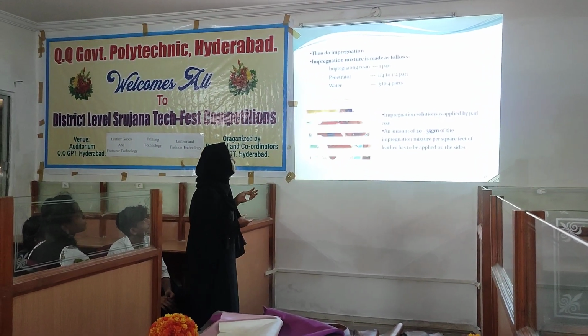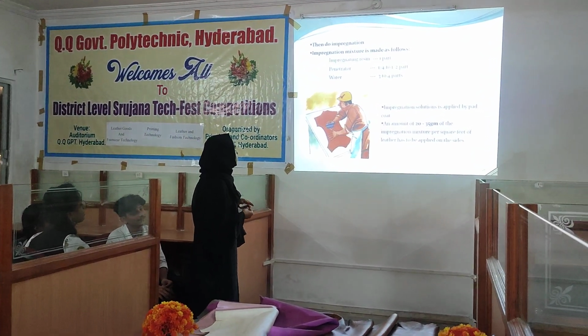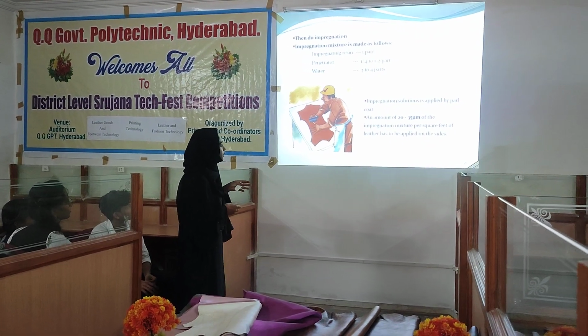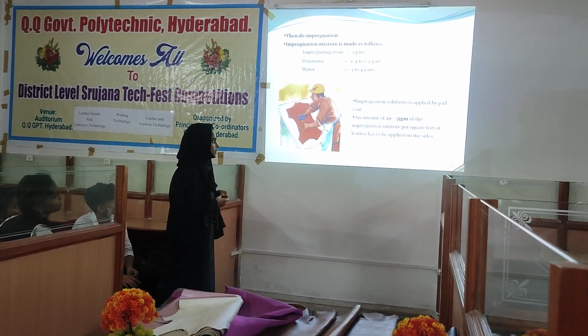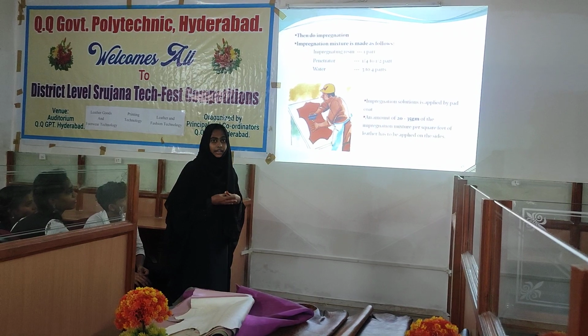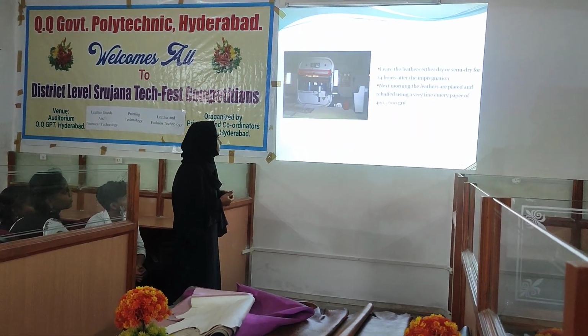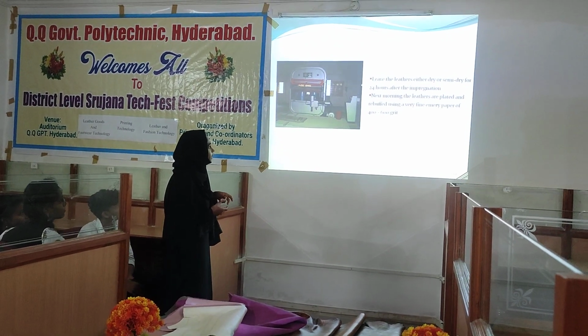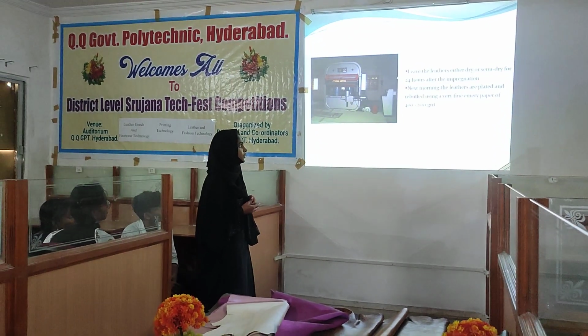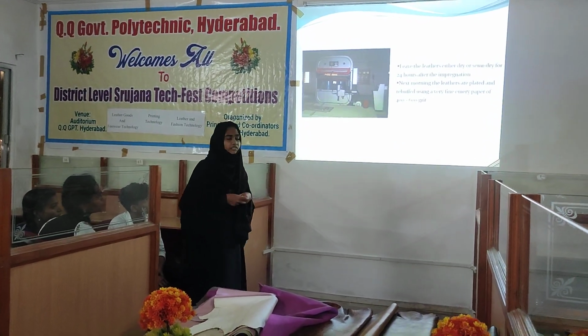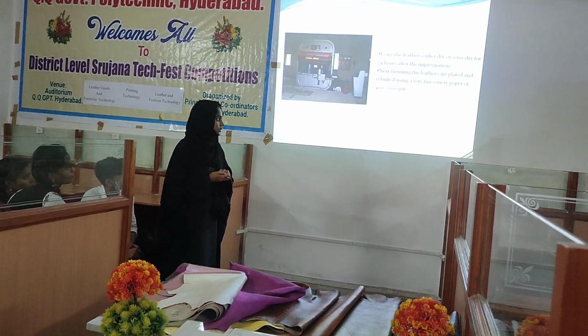Here we have some chemicals used. An amount of 20 to 35 grams of impregnation mixture per square foot will be applied on all the sides. Next step, the leathers are plated and rebuffed using very fine emery paper of 400 to 600 grit.